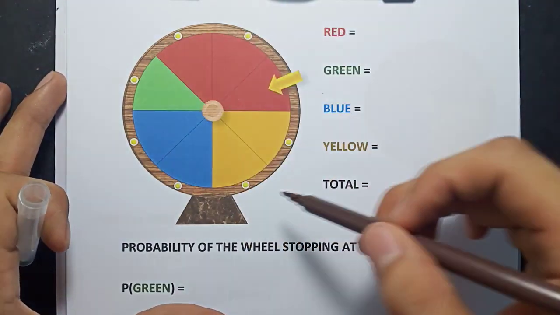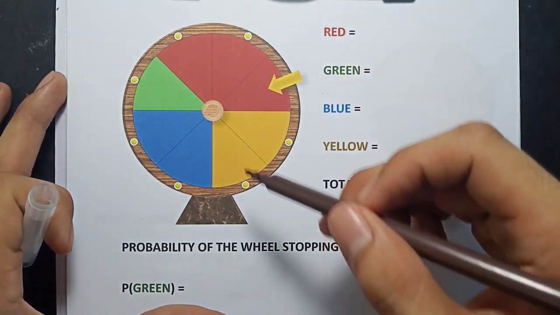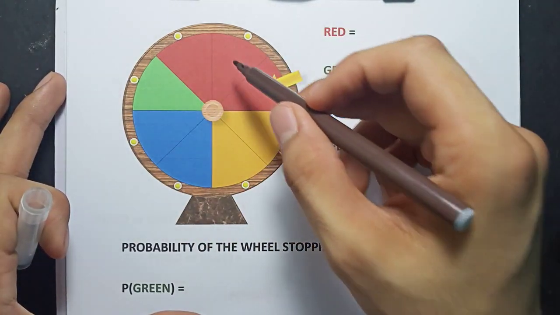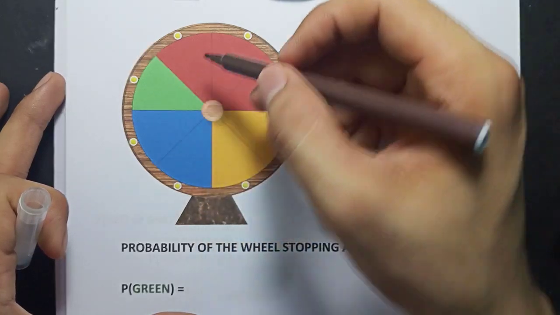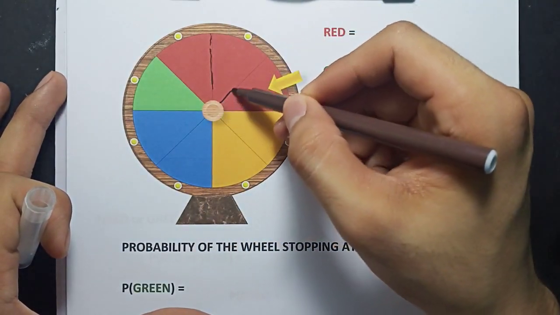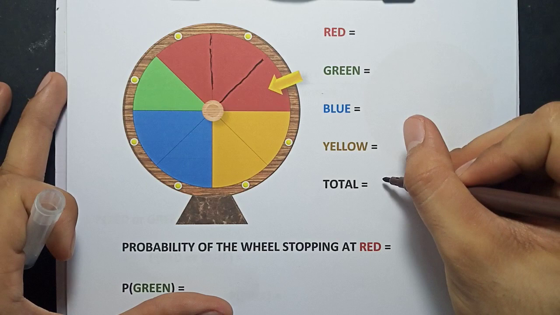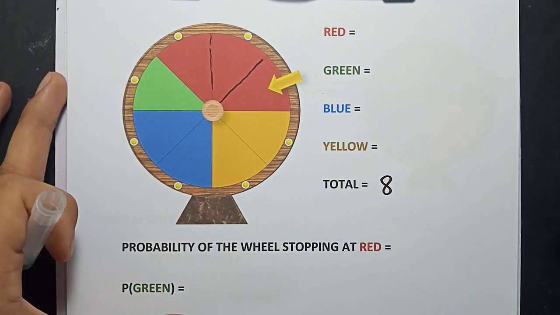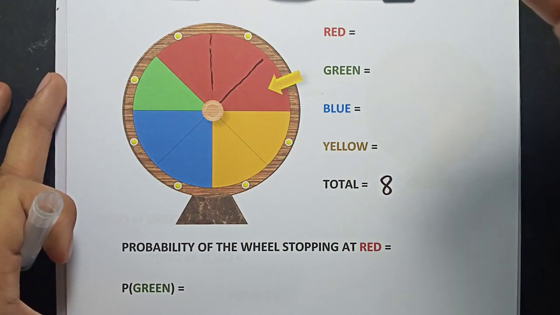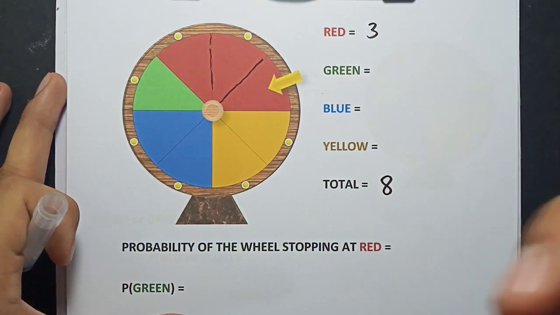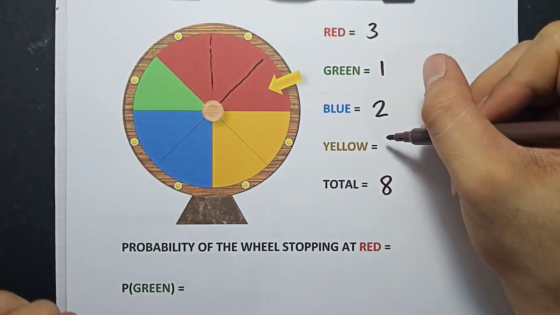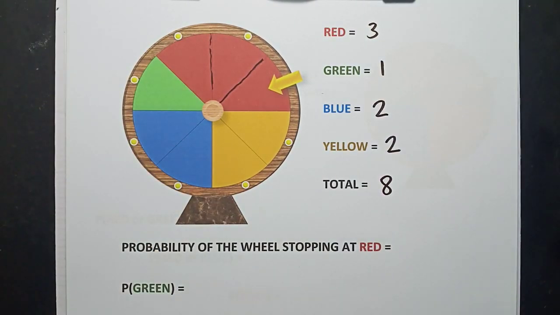So this is a roulette, and as you can see, it is divided into how many parts? It is divided into 8, just like a pizza. 1, 2, 3, 4, 5, 6, 7, 8. So, 8 parts is the total. Then, on those 8 parts, how many are red? We have 3 reds. How many are green? 1. The blue is 2. Yellow, 2.